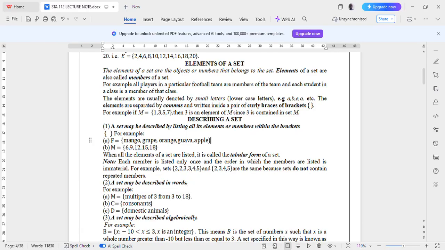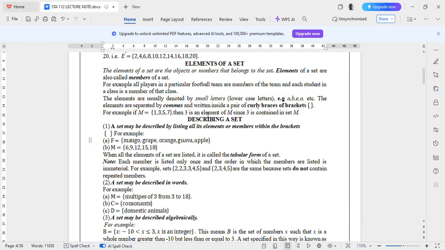They are called the tabular form of a set. That is listing them in a table, just a row, listing them in a row. Note, each member is listed only once, and the order in which the members are listed is immaterial. That is, you may not arrange them in order. There is no rule that says that, and there is no penalty for that. But for simplicity's sake, you can arrange it.